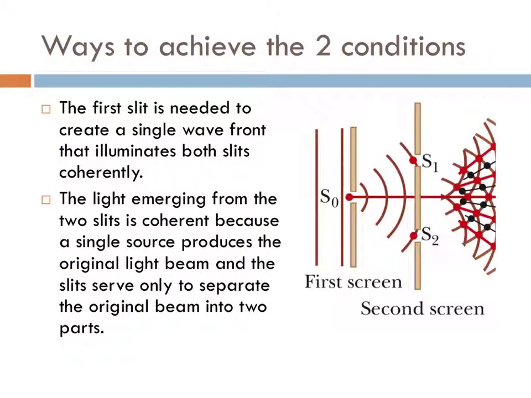Now, the way these two conditions were achieved in the olden days is by using two separate screens. The first screen had one slit in it, and it was used to create a single wavefront that illuminated both slits coherently. The second screen had two slits, and that meant that the light hitting one slit was the same as the light hitting the other slit, meaning that the waves were in phase and had the same wavelength and frequency.